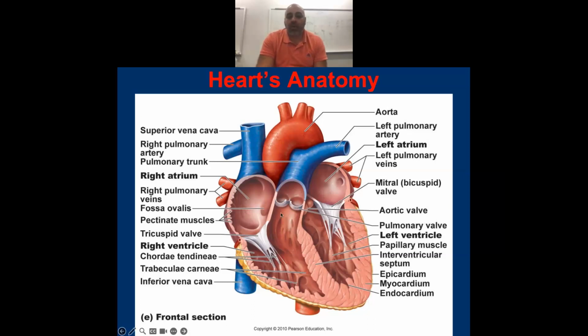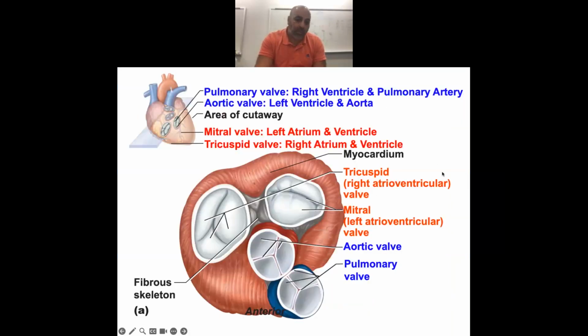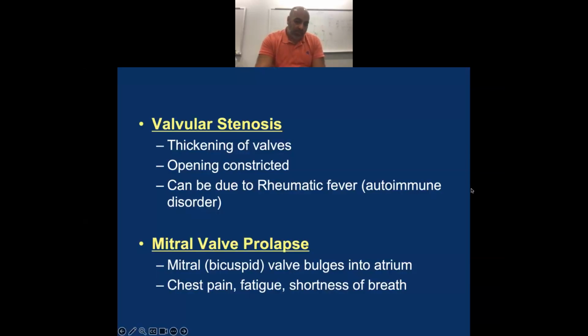All right. You guys can go through this. Use what I did on the board to help orient yourself as you run through the images. Okay. Here they're showing the two semilunar valves, and then there's our tricuspid, there's our bicuspid or mitral.